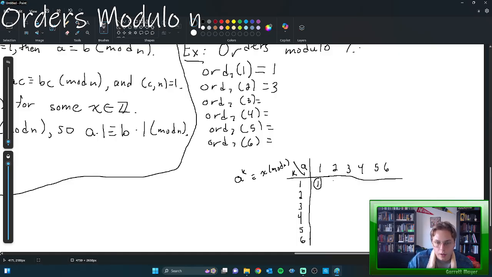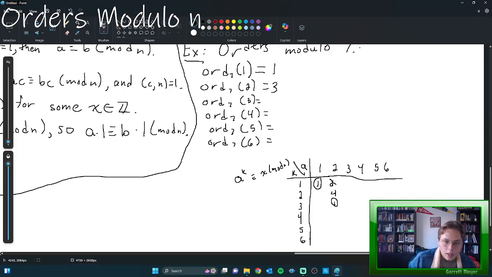2, remember, if we took it to the power of 1, it would give us 2. Take it to the power of 2, that gives us 4. Take it to the power of 3, that gives us 8. But instead of 8, we can just write 1, because 1 is congruent to 8 modulo 7.